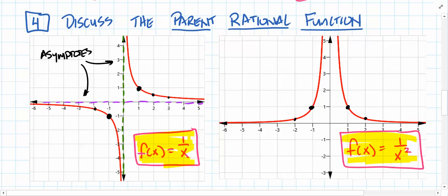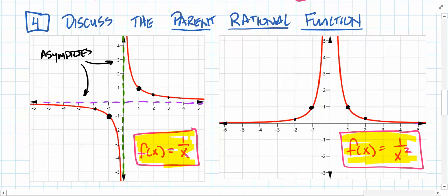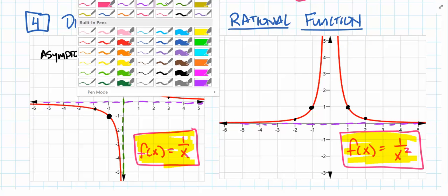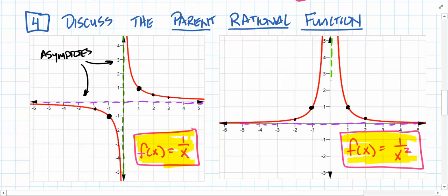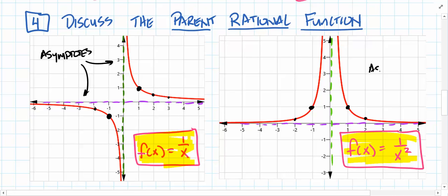Again, just like the reciprocal function, there is definitely something going on here, and you should take note of what that is. We're going to talk about that in a second. And then there's also something going on right here. So both of these functions have asymptotes, right? Let's talk about what you know about asymptotes. There's one there, and then there's one there. What do you guys know about asymptotes?